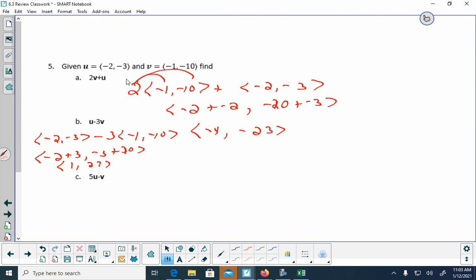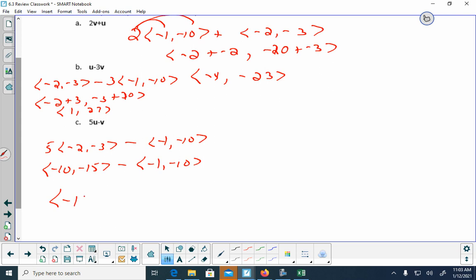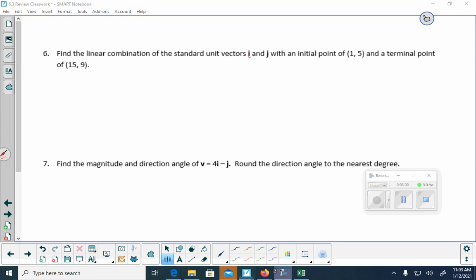And then the last one, 5u. So 5 times negative 2, negative 3, minus v, which is negative 1, negative 10. So 5u would be negative 10, negative 15, and then minus negative 1, negative 10. So that's going to be negative 10 plus 1, negative 15 plus 10. And my final answer is going to be negative 9, negative 5. Okay, moving on to number 6.